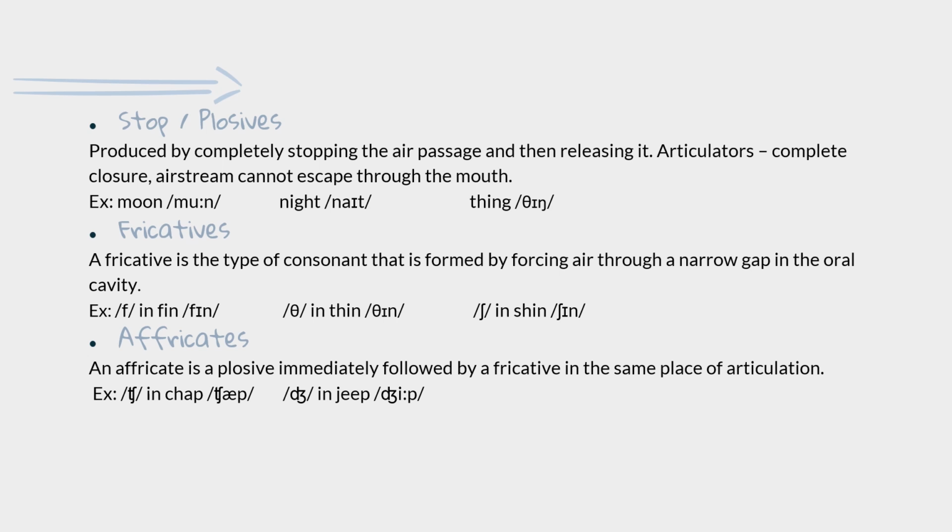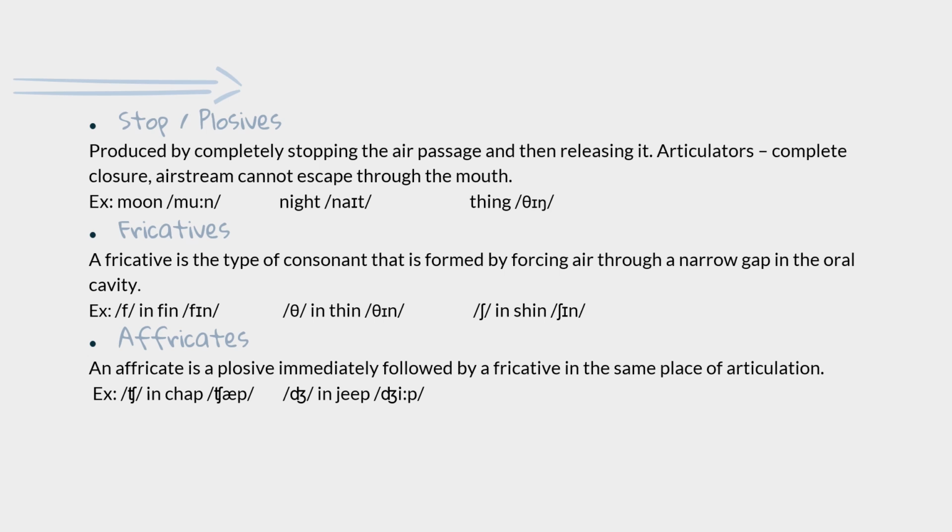Then number 2 is fricative. A fricative is the type of consonant that is formed by forcing air through a narrow gap in the oral cavity, so that a hissing sound is created. Typically, air is forced between the tongue and the place of articulation for the particular sound. The examples are f in fin, th in thing, sh in shin. You should be able to feel the turbulence created by the sounds.